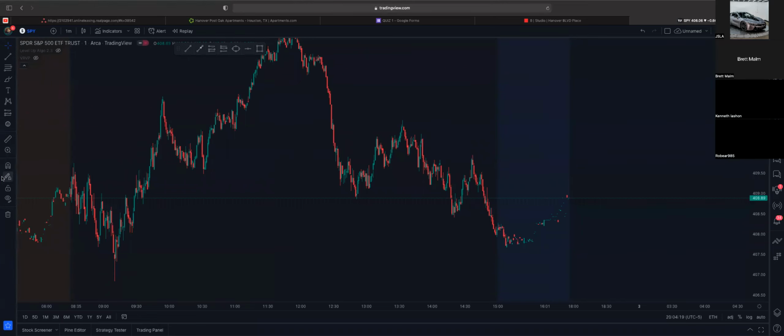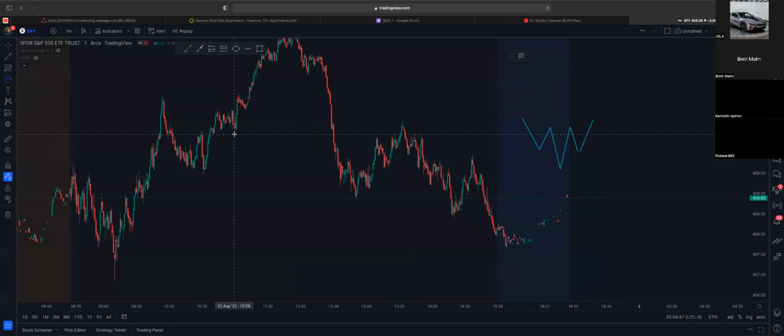So let's go draw what an inverse head and shoulders looks like. Over here, for an inverse head and shoulders, we have a move down, we have a move up, right? Another move down, another move up, another move down, another move up. Okay, TradingView, don't start that today, right? So how does the inverse head and shoulders look like this? Well, let's go over it real quick.